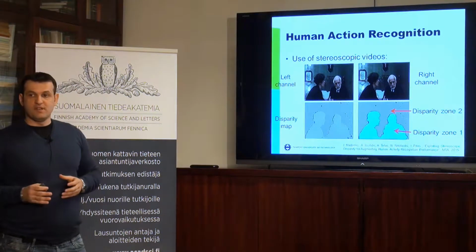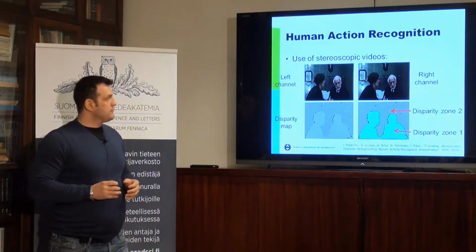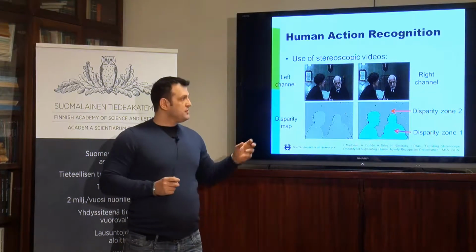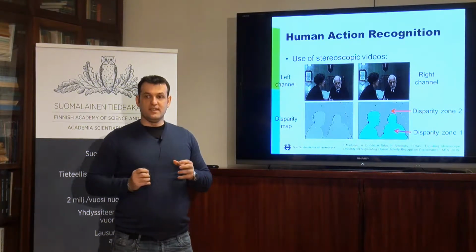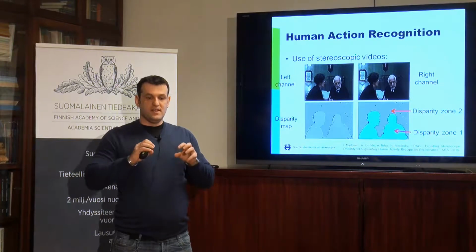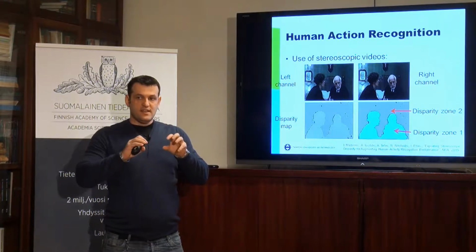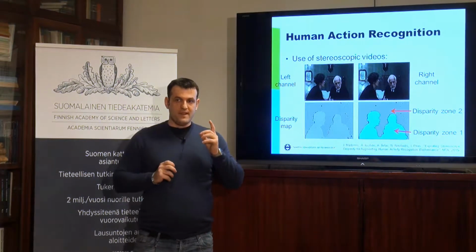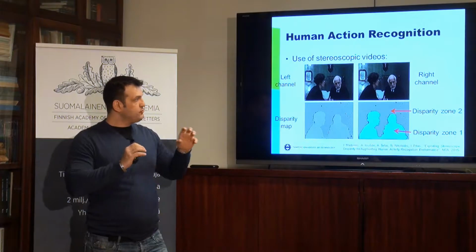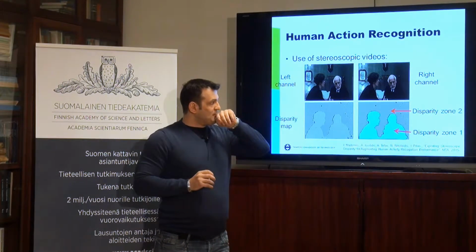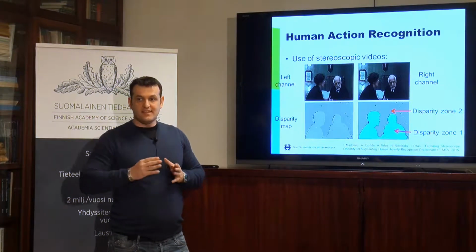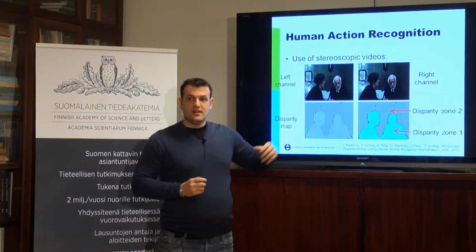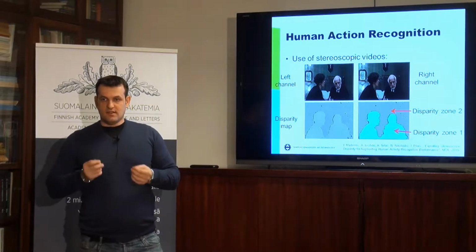Another way to extract geometric information from videos, for actions, is to use stereoscopic videos. Stereoscopic videos are videos captured by two cameras placed next to each other, and the distance between the cameras is similar to the distance between the eyes of a human. So having these two videos, we can decide the relative distance of a point in the scene with respect to the cameras.